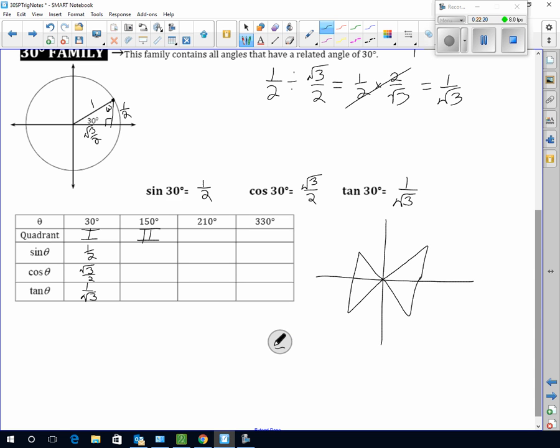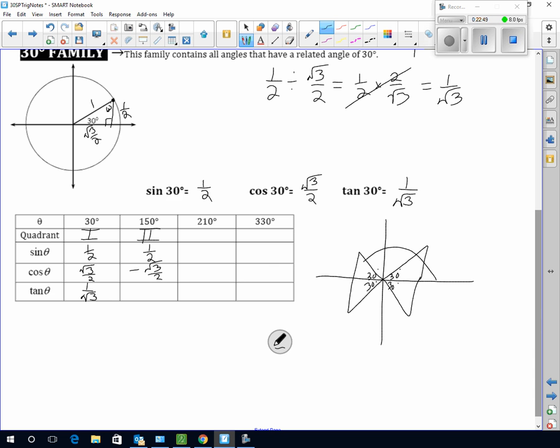Okay. So, second quadrant, when I rotate all the way to there, I go to 150 degrees because that's the related angle for a reference angle of 30. And what's my sine of 150 degrees? 1/2. What's my cosine of 150 degrees? Negative root 3 over 2. What's my tan of 150 degrees? Negative 1 over root 3.